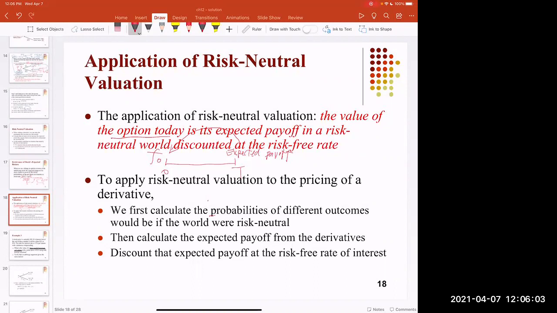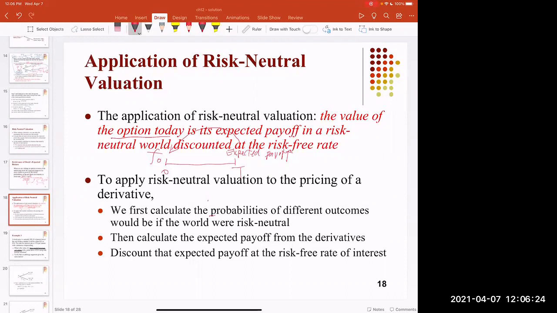So we need to find the expected payoff. This is very similar to the no arbitrage argument we did last class, right? We also found the expected payoff, but at that time we built a portfolio. Here we are not building a portfolio; we separate the stock and the option.